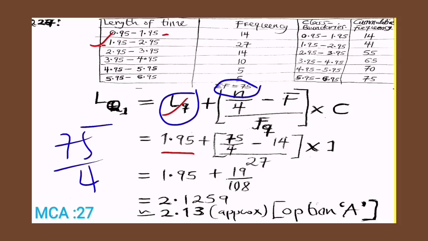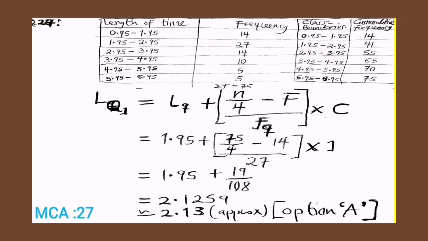Okay, then the N over 4 here would determine your quartile position. That was what we had: it is 75 divided by 4. And then the f here is also your cumulative frequency before the quartile class. What would be the cumulative frequency before the quartile class? That was 14. Because the quartile class is what? This class.